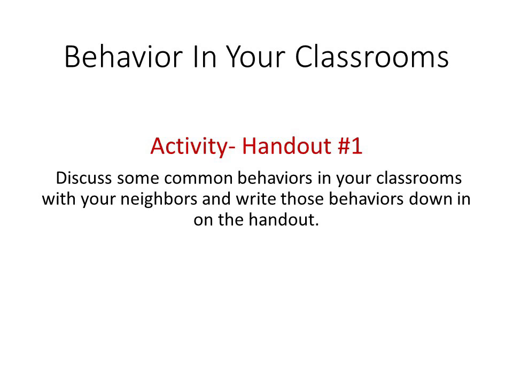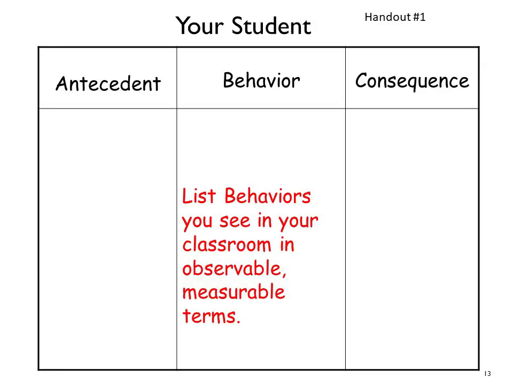Take a look at handout number 1. This is your ABC chart. You're going to group together and discuss some common behaviors in your classroom with your neighbors and write them in the behavior column of your handout. Make sure when you're listing these behaviors that they are observable, meaning you can see, feel, hear them, and measurable, which means you can count them specifically in some way. Pause the video for handout completion.